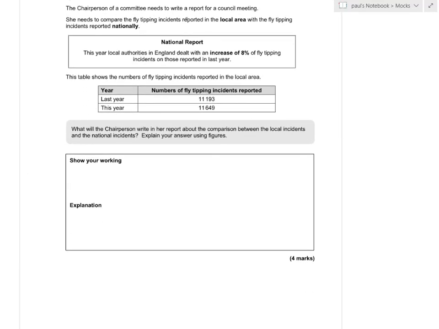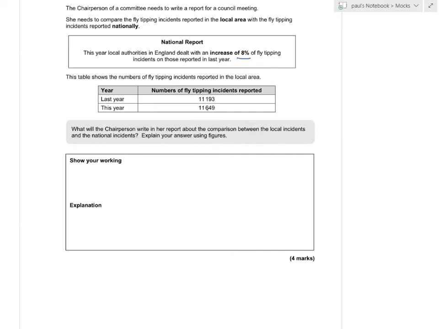The chairperson of the committee needs to write a report. She needs to compare the fly tipping incidence report in the local area with the fly tipping report nationally. This year, the authority in England had an increase of 8% incidence on last year. No, this is the local area. Will the chairman explain your answer using figures?